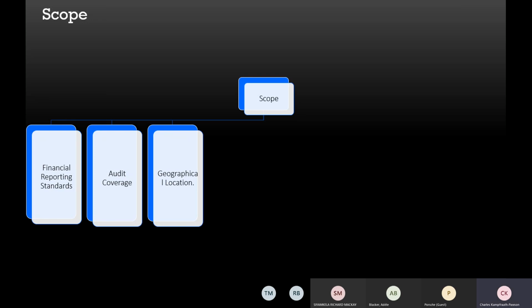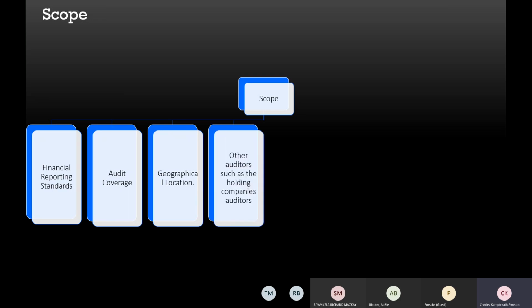What is the geographical location of this company? Where are all the inventory sites? Where do they keep all their inventory? Where are their biggest shops? Is this company's head office in Cape Town, or is it in Joburg, or is some of it in Cape Town and some of it in Joburg? Because that will affect the scope of the audit as well.